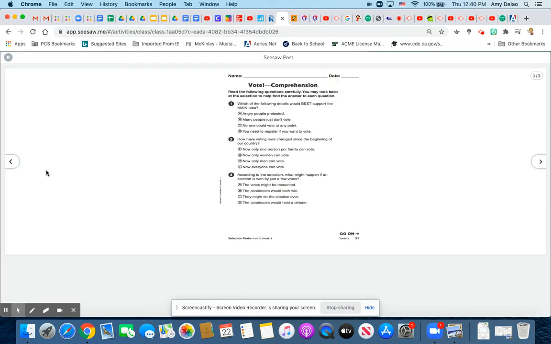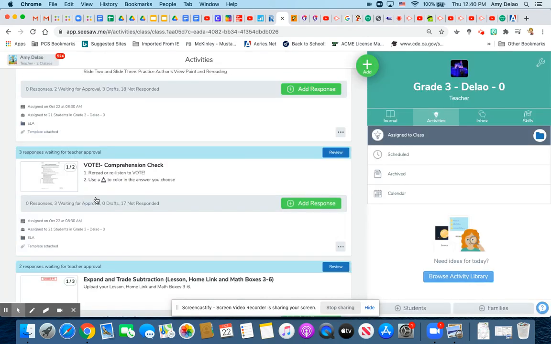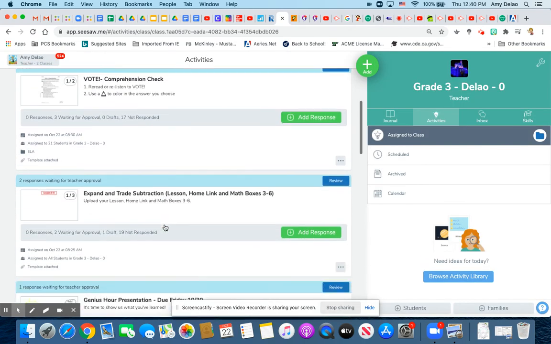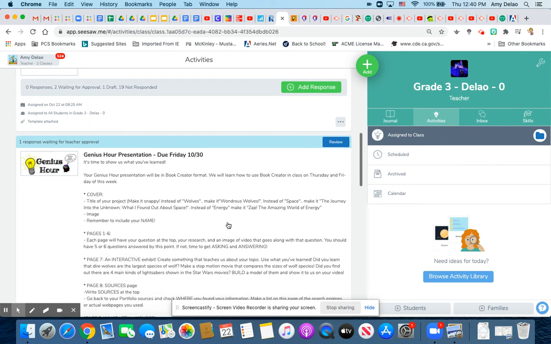Here is where you do your comprehension check. You're going to bubble in the answers. You can use the book or listen to it if you need to. There are only 5 questions, so make sure you do that. And here is where you expand and trade, what we did in math today. I'll go over math in just a few minutes.